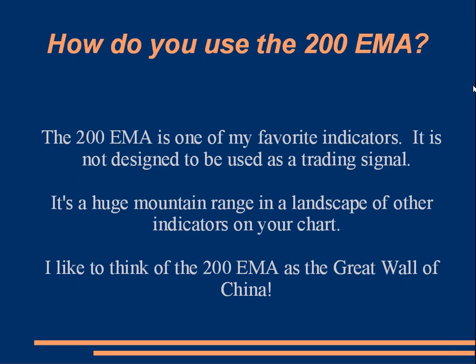So how do you use the 200 EMA? Now we went over a lot of this stuff already. Again, it's one of my favorite indicators. One of Peter Bain's favorite indicators. I think of the 200 EMA as a huge mountain range in a landscape on your chart. It's a reflection of the overall market. Also, I've thought of the 200 EMA as like being a Great Wall of China. You have to note where the 200 EMA is. You can't just forget about a mountain or forget about a Great Wall. You have to know where it's at because it will affect you. And that's what the 200 EMA does.